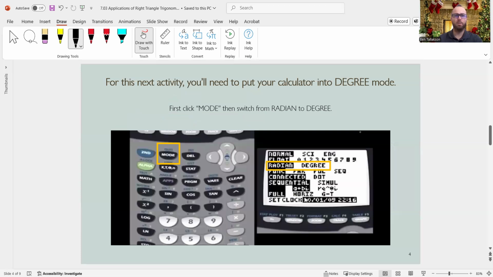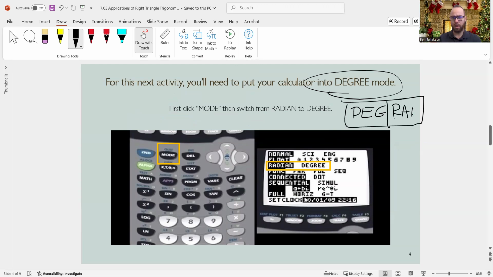Before we look at some problems, don't forget your calculator always must be in degree mode. If you're on the Desmos calculator, which I highly recommend, it literally shows you right there. It says degree, it has an abbreviation degree, and then it says rad for radian. Okay? And then obviously here shows you how to do that on your handheld calculator if you have one.